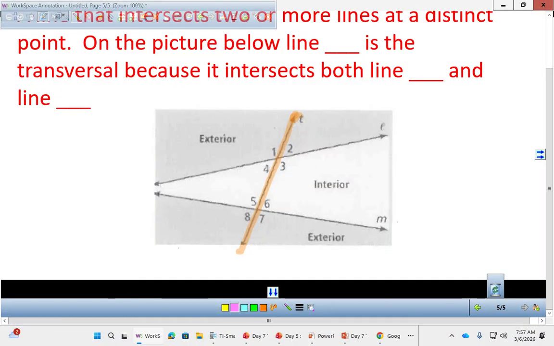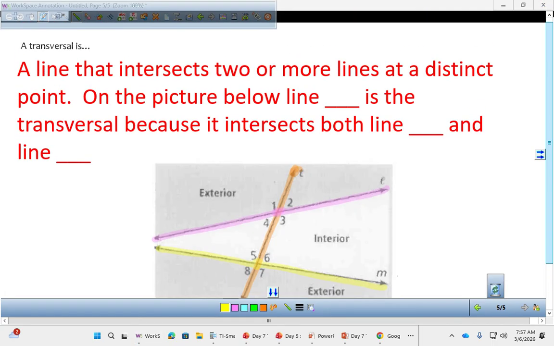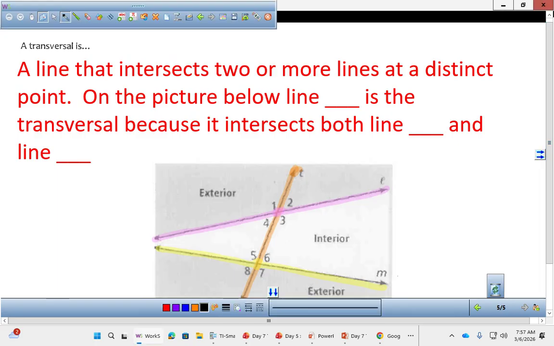This line here hits this line, but it doesn't quite meet the other line, right? That only intersects one line. And this line here intersects orange, but it doesn't quite meet pink yet. So the only line that's intersecting two lines here is the orange line, which we'll call line T. That's what that letter is there. So on the picture below, line T is the transversal because it intersects both line L and line S.